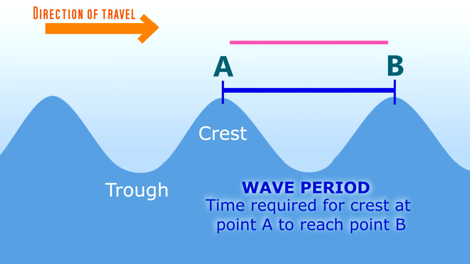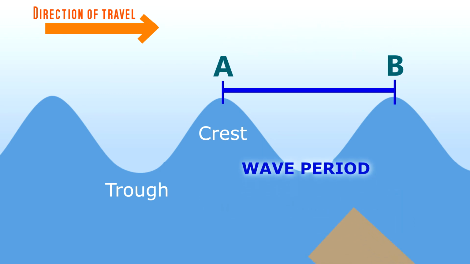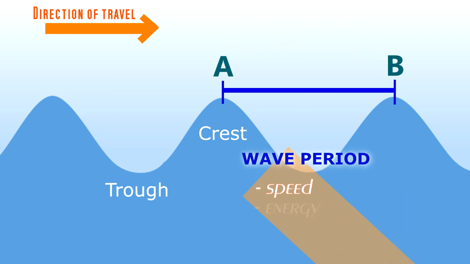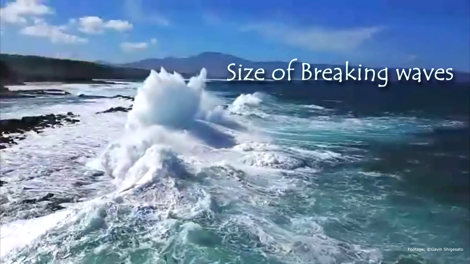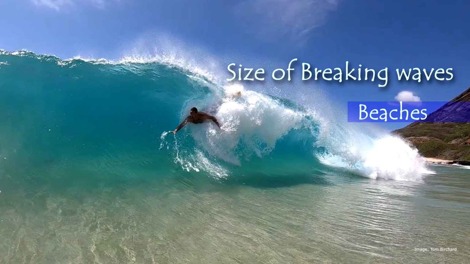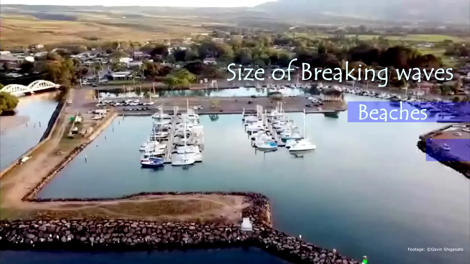Meanwhile, wave length is the distance between two successive crests or troughs. Wave period is also related to several other parameters such as wave speed, how energetic it is, and how deep the wave extends into the ocean. Wave period also influences the size of the breaking waves we might see at a beach or near an inlet.